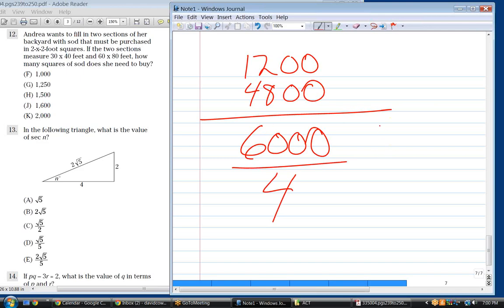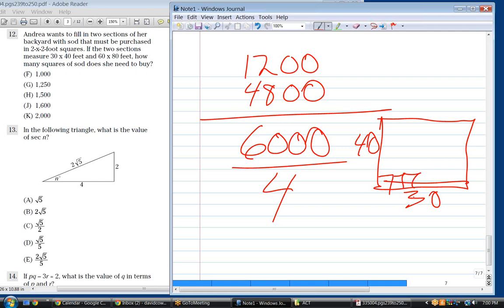The hard way would have been to draw out a plot that was 30 by 40, and then imagine that you have a 2 by 2 and a 2 by 2, so you'd have 15 columns and 20 rows. So you'd do it that way, and then you'd have to do it for the other piece also. So it's much harder to break it down and micro-analyze it, so to speak, than it is to just figure out the total square footage. But it's important that you know the square footage of the sod is 4, not 2. In other words, the square foot of each piece of sod is 4 square feet.